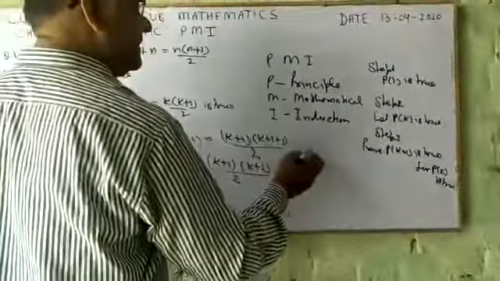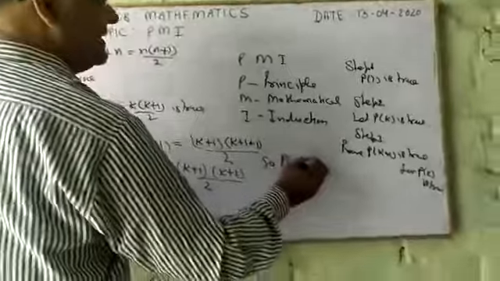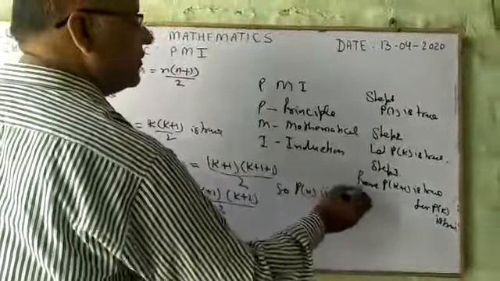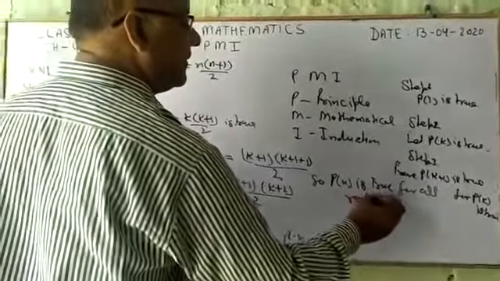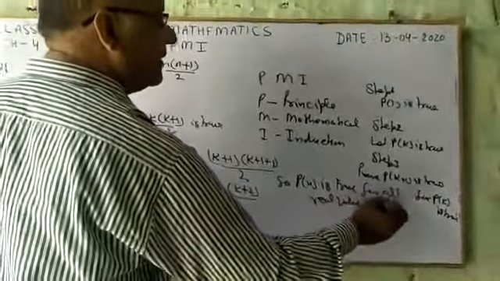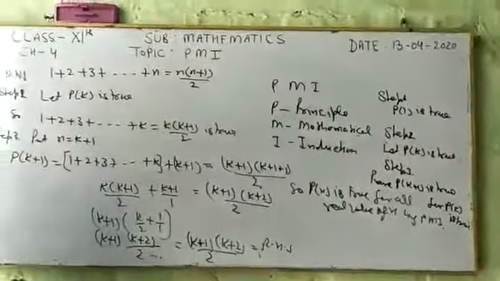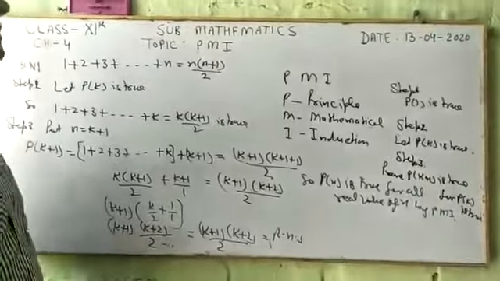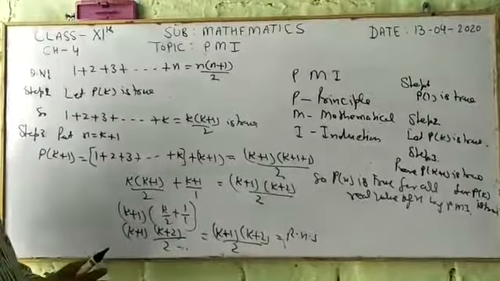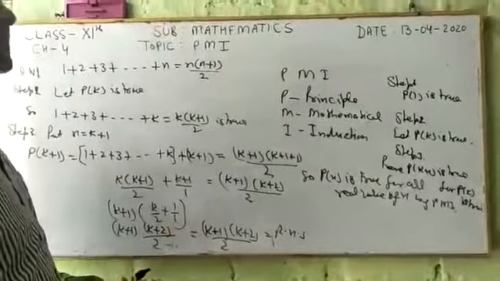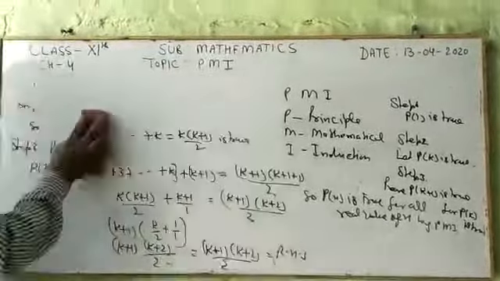So this statement Pn is true for all real values of n by PMI. So students, all questions can be done by taking these three steps. I have given homework, so try these questions. If there is any problem, contact me. So your homework starts.